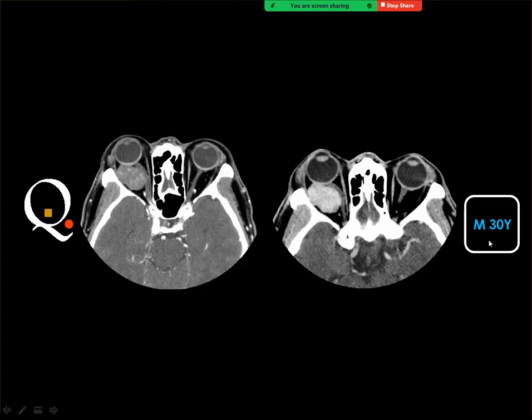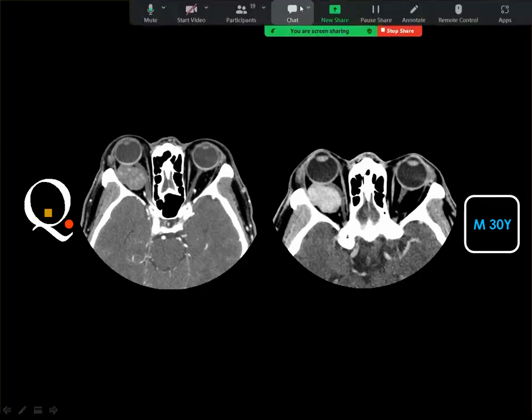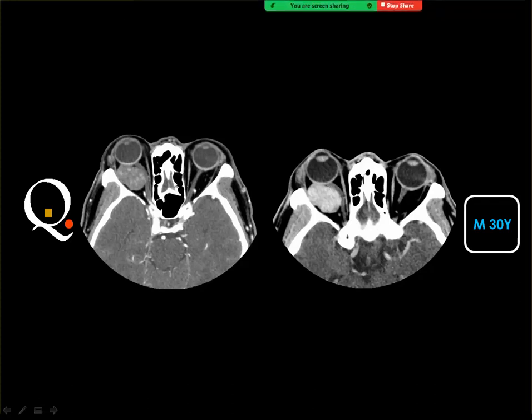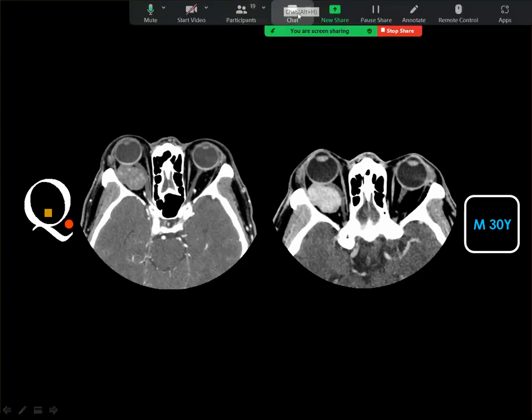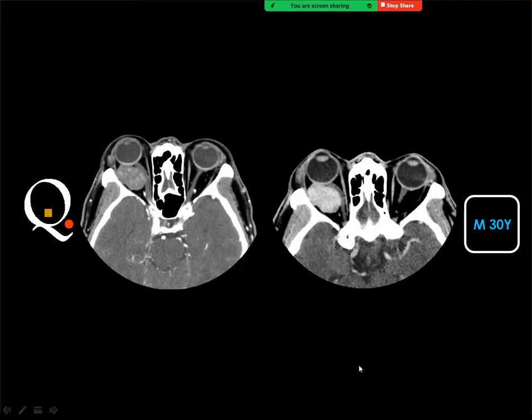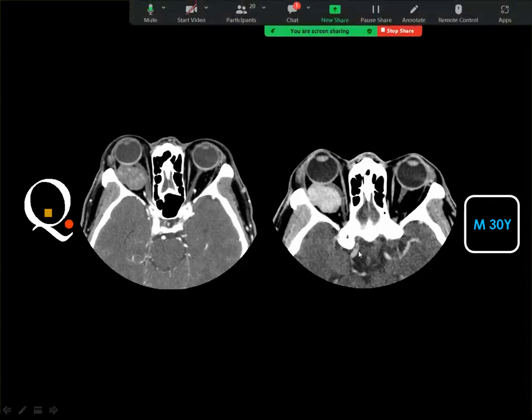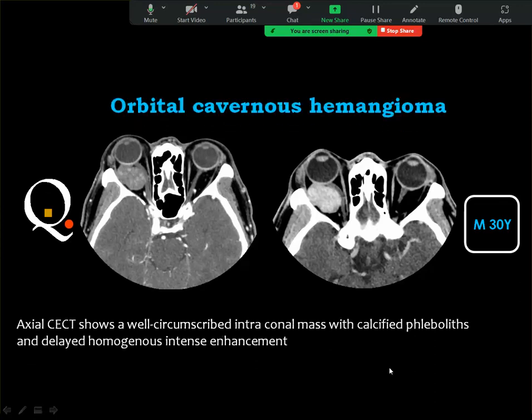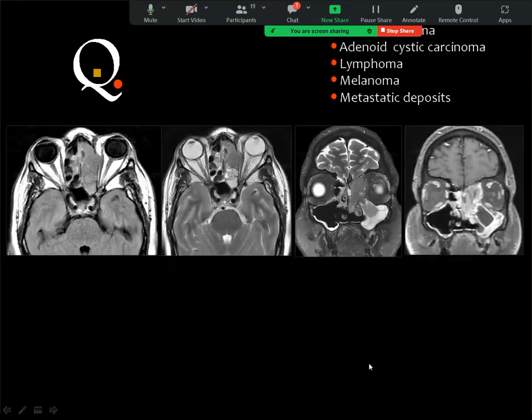Adult male, 30 years old, with an intraorbital mass on the right side. No, post contrast, both are post contrast. Yes, and this is cavernous hemangioma, classic appearance in an adult, well-defined lesion, homogeneously enhanced, may contain some foci of calcium, and this is a classic appearance of a cavernous hemangioma, which occurs usually in adults.